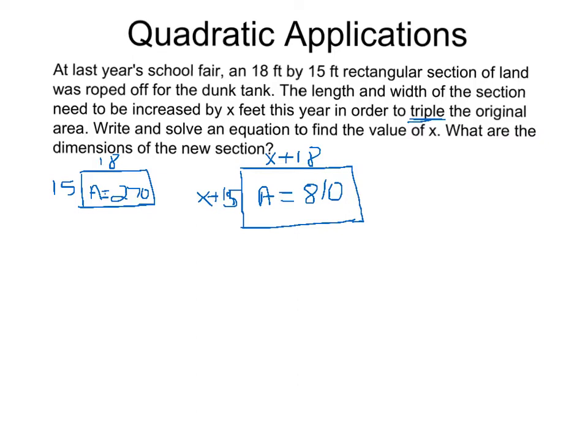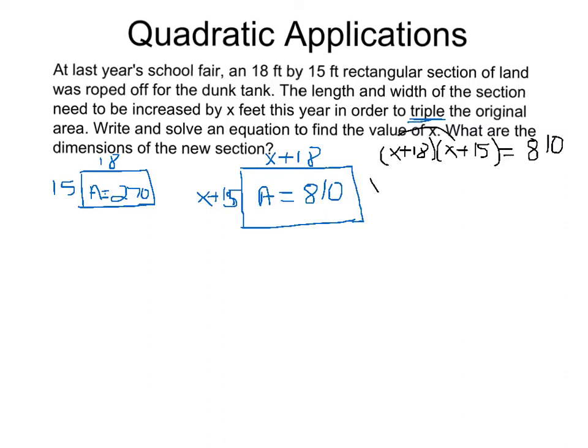We know that the area of a rectangle is length times width. My length is x plus 18. My width is x plus 15. If we multiply those together, we get our area, which we want to be 810. So in order to solve this, we have to FOIL it, set it equal to 0, and then factor it again. We're going back to factoring, but we can't factor when it's set equal to something, so we're going to have to FOIL this out.